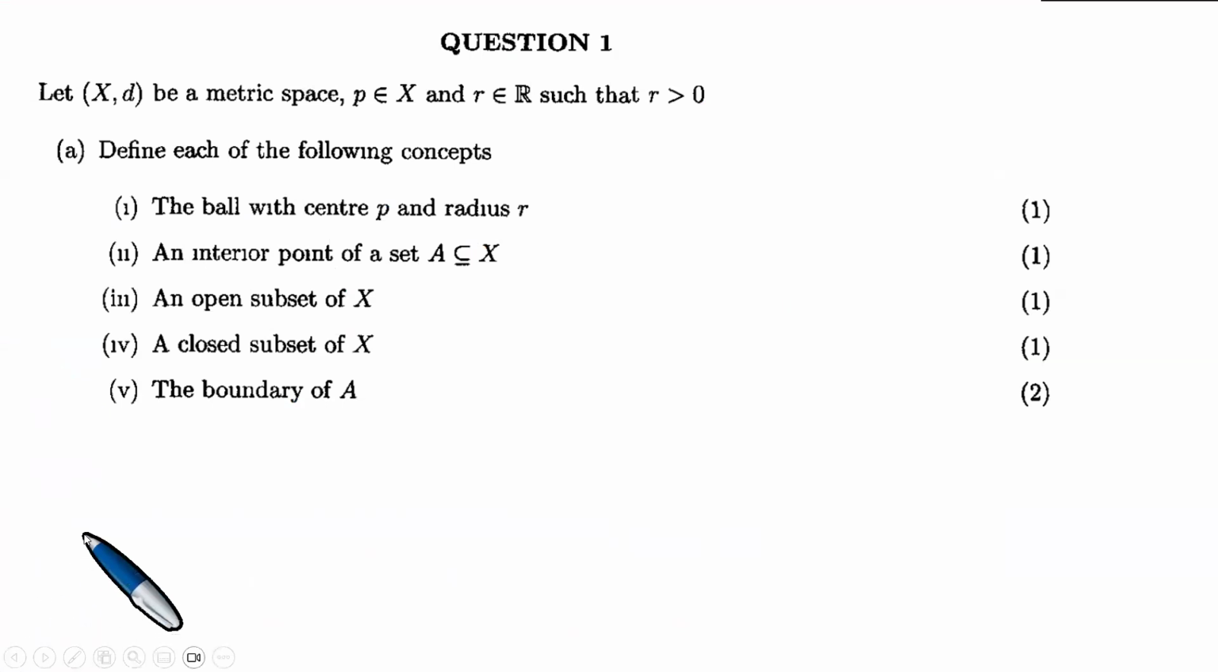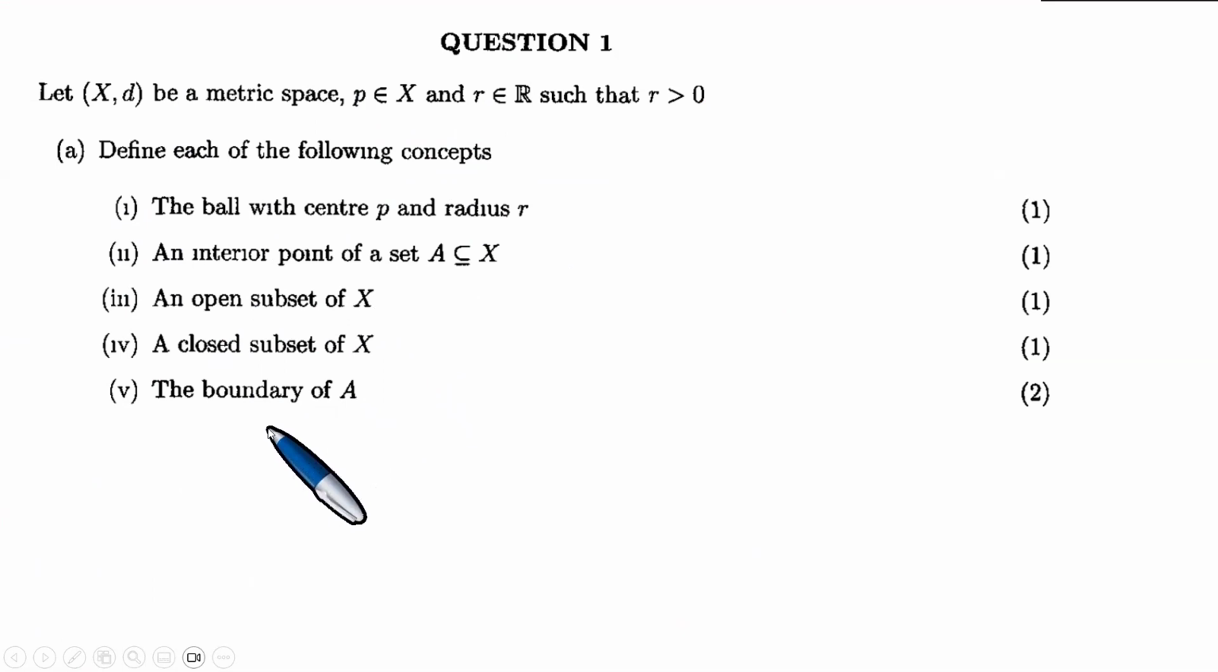So the first question is based on what we call metric spaces. Let (X, d) be a metric space, and you have P a point in X, and also R a real number such that it is positive, and also you have the ball with center P and radius R, the interior point of a set. So you need to be able to define the interior point, a ball, an open subset, a closed subset, the boundary of A.